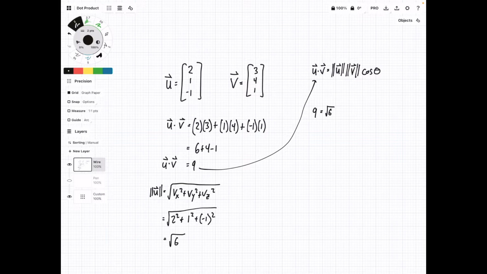Now we want to do the same thing and find the magnitude of v. So we get square root of 3 squared plus 4 squared plus 1 squared. And this is going to be equal to square root of 26. Okay, so now that we found the magnitudes of these two values, now we can finish plugging the values into our new formula, and then we're going to divide each side by square root of 6 times square root of 26.